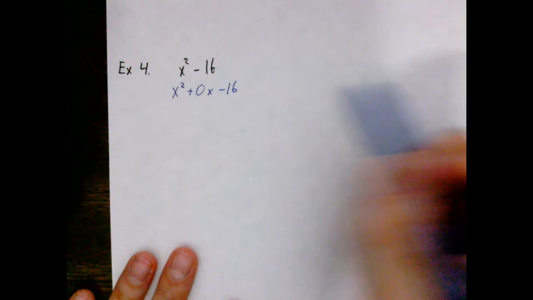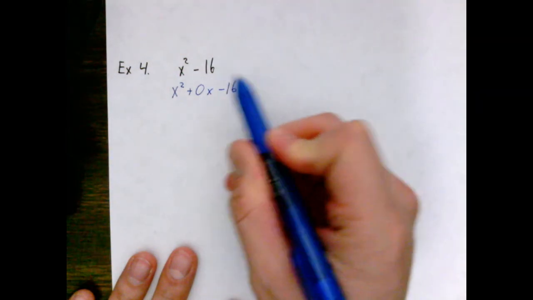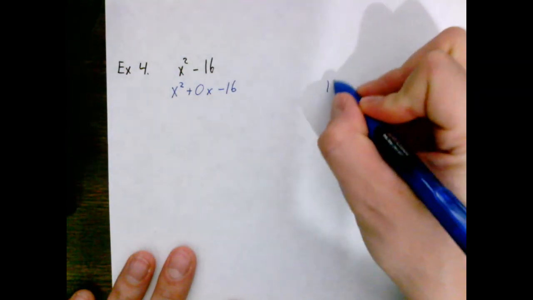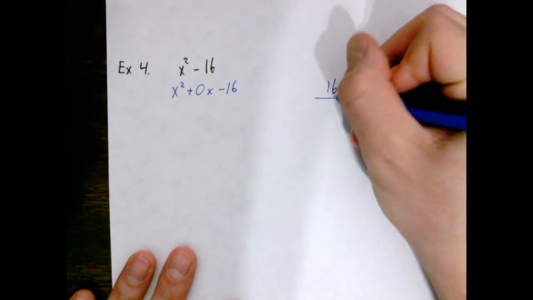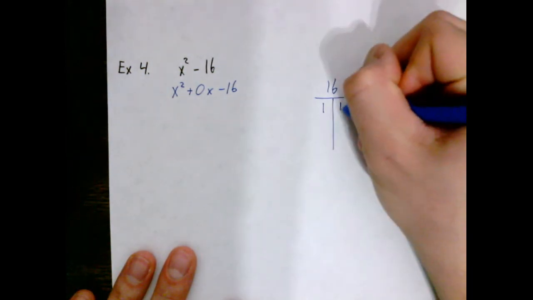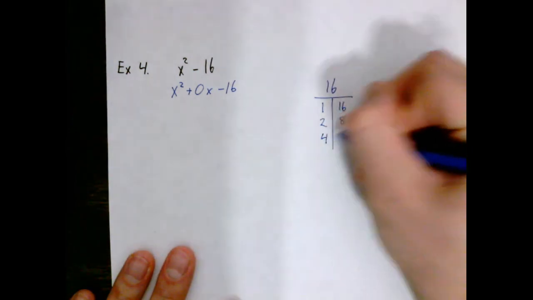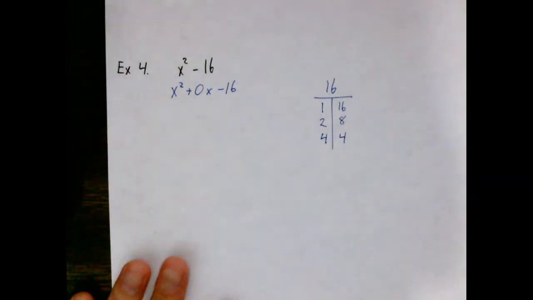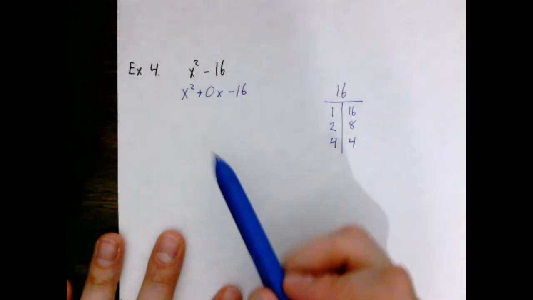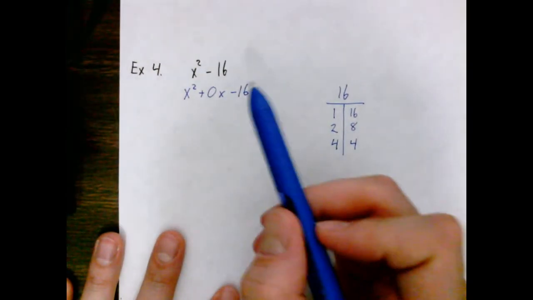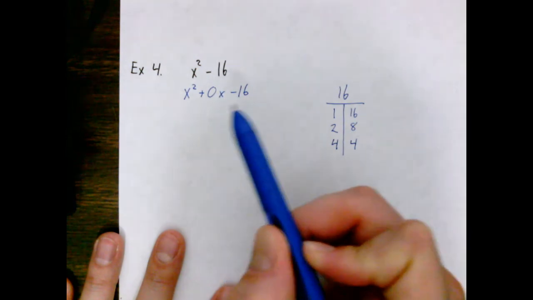Now we do the same thing. So this is just simple factoring. We look at the factors of 16. They are 1 and 16, 2 and 8, 4 and 4. The integer ones anyway. Okay, so now our goal here is to multiply to give a negative 16.